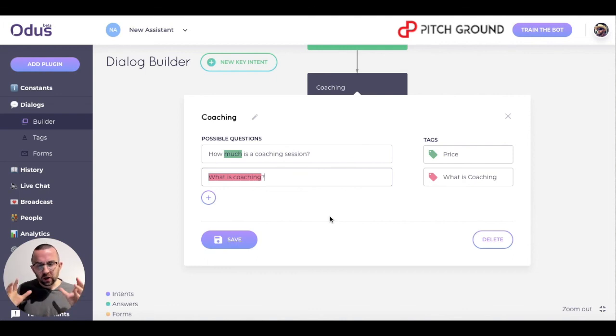So again, a really good learning experience for all of us, because if we don't tag the bot correctly, well, it's garbage in, garbage out. What we feed into the bot, it's going to feed out. If we don't train it correctly, then we're going to have these problems.